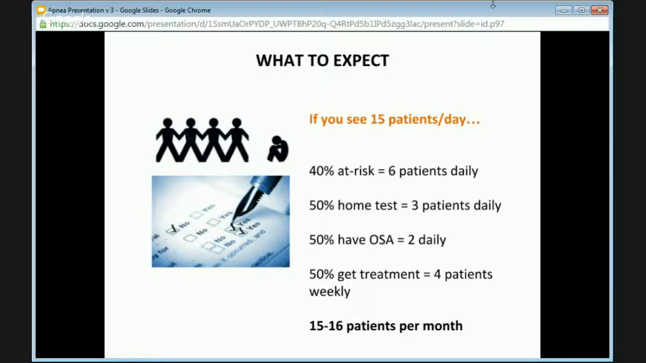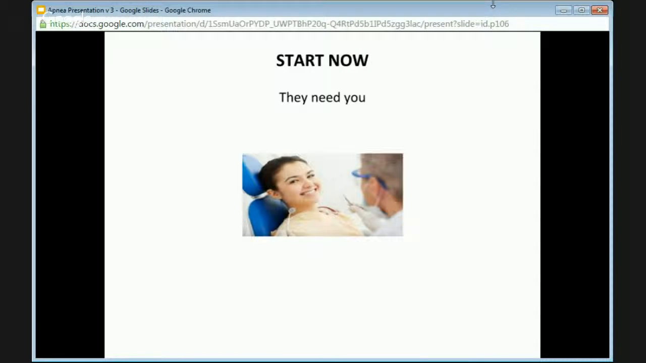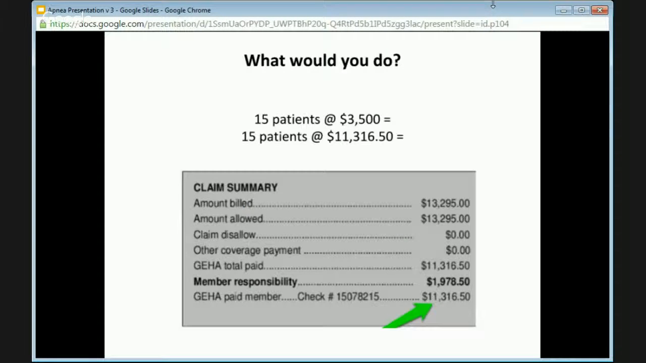And if you screened them last year and they didn't have it, you got to screen them again because maybe they have it now. And if you're making up to $5,000 per case reimbursement, and you're treating 15 patients a month, don't you think you could afford a little bit of advertising? I think you could. You need to start, and you need to start now. Your patients need you. The patients that are all around your practice that don't even walk into your practice need you.